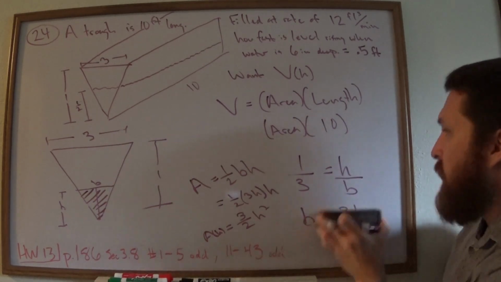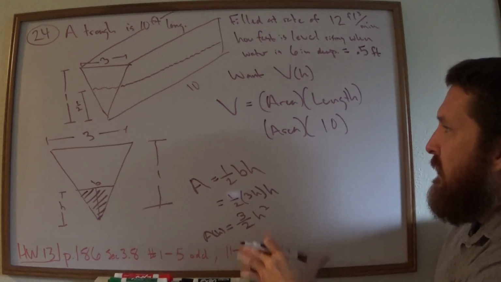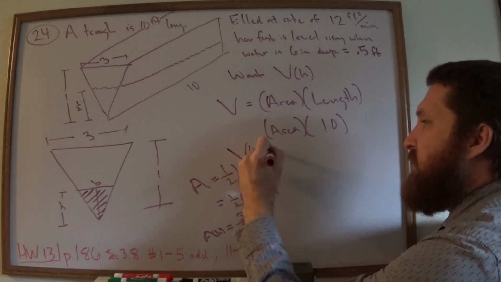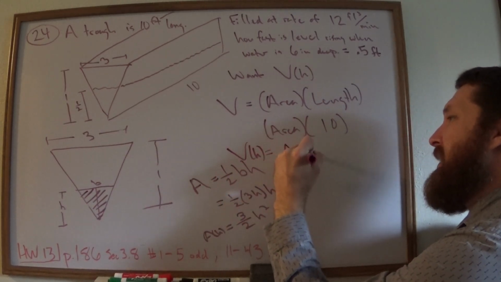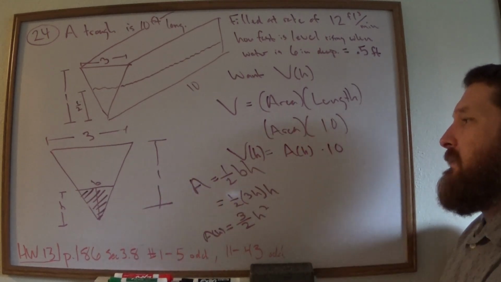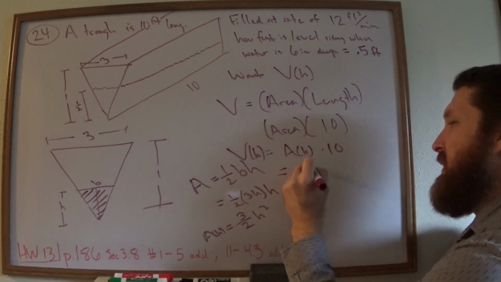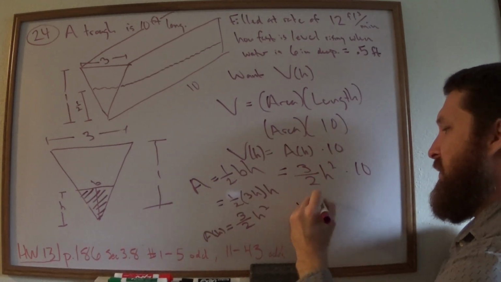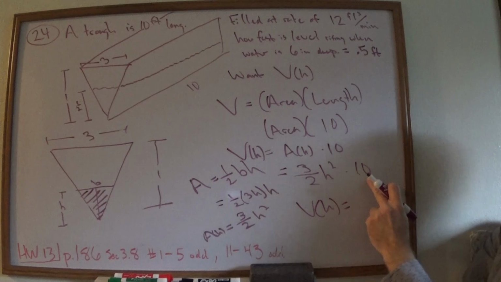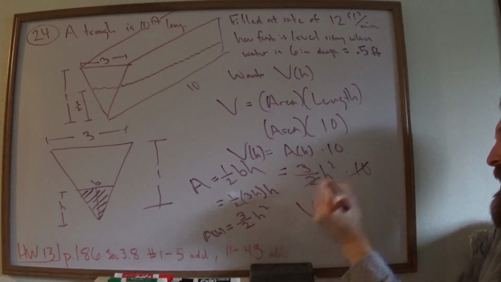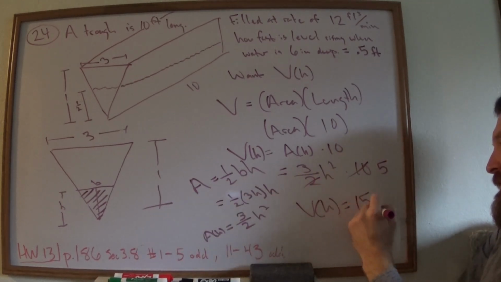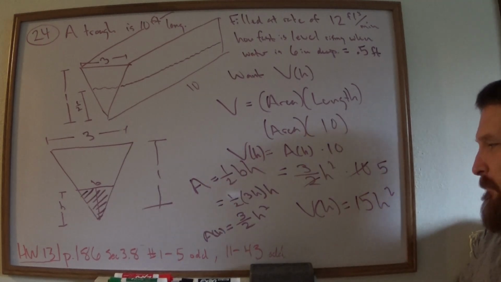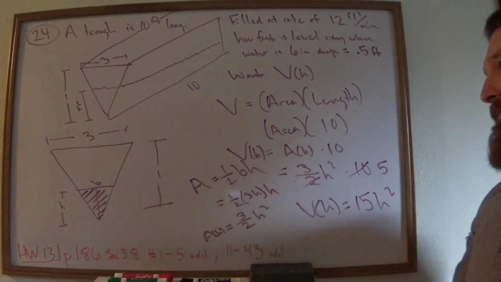Okay, so the volume as a function of h is the area as a function of h times the constant length 10. The area as a function of h is 3/2 h squared times 10. The volume as a function of h is 5 times 3 is 15 h squared. Yeah? Take the derivative.